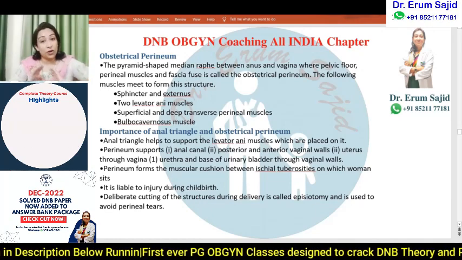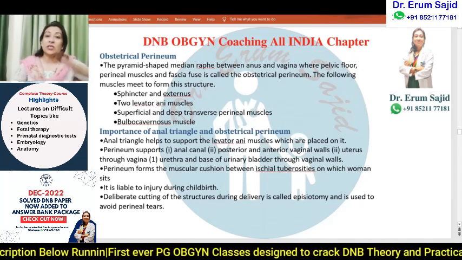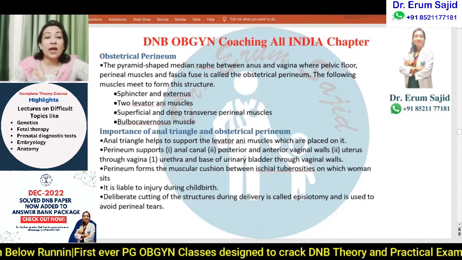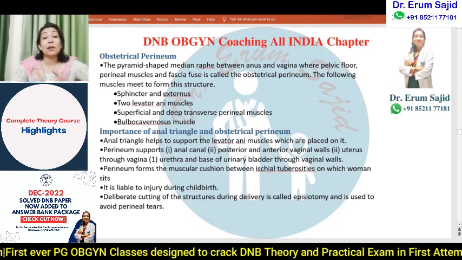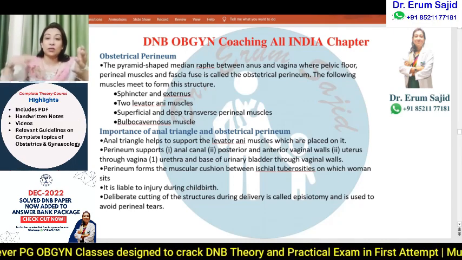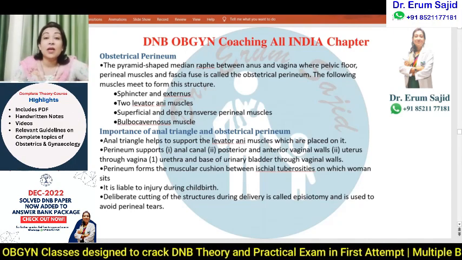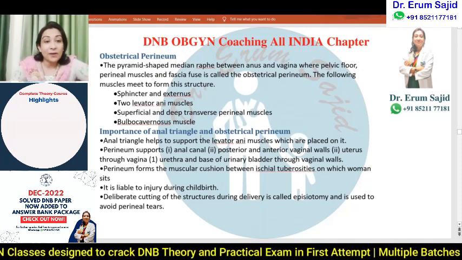What was asked has already been elaborately spoken to you. So we just quickly run through this. Sphincter ani externus, two levator ani muscles, superficial and deep perineal muscles, and bulbocavernosus. These are actually the muscles cut during your episiotomy, right?